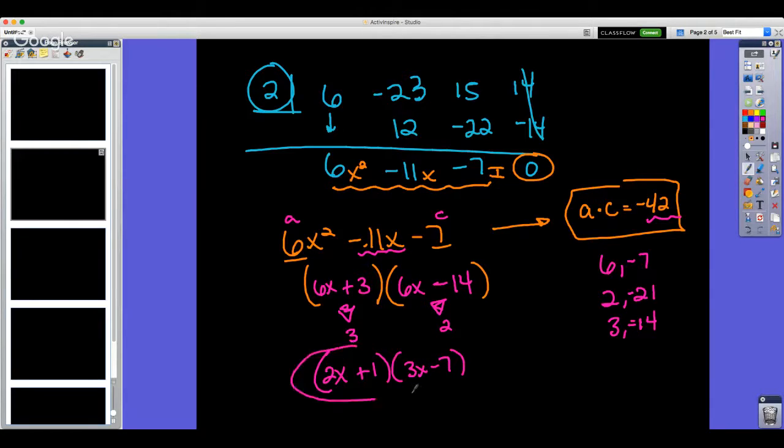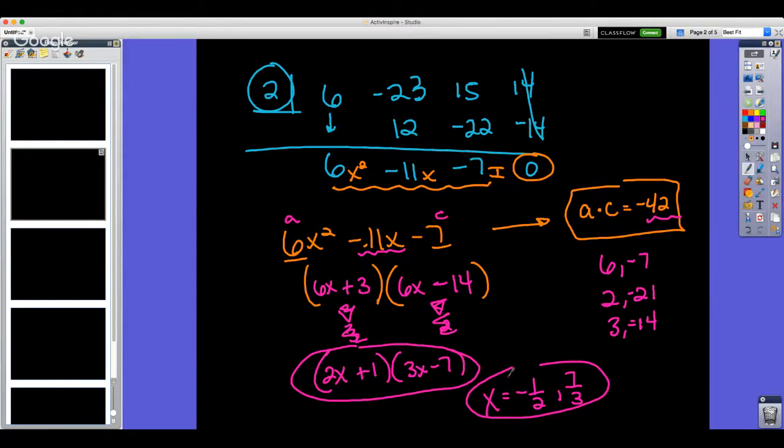And what I have now is my two factors. The only thing I have to do is drop the 3 and the 2, and then what I have now is 2x plus 1 and 3x minus 7. Now, if I set both of these equal to 0 and solve, that would get x equal to negative 1/2 and 7/3 there, okay? All right, awesome.